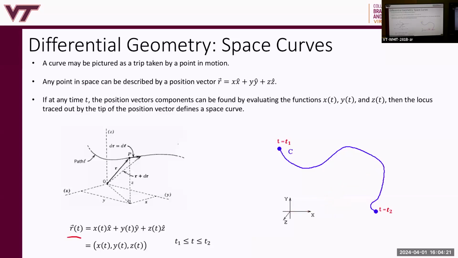R of t, the position vector, can be written in the following form if we have each of the components of that position vector parameterized as a function of t. We'll write it in parentheses, listing the components separated by commas, and then we'll list the endpoints of the interval of the parameter.